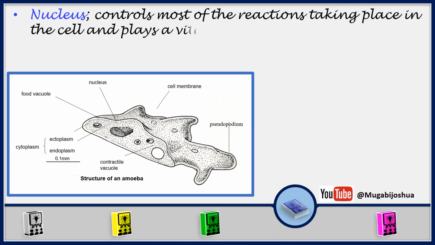Now we have another part which we are calling the nucleus. This central part here is our nucleus. The nucleus controls most of the reactions taking place in the cell, and it plays a vital part in cell division. So it is through the nucleus that cell division takes place. Then the organism can multiply in number.